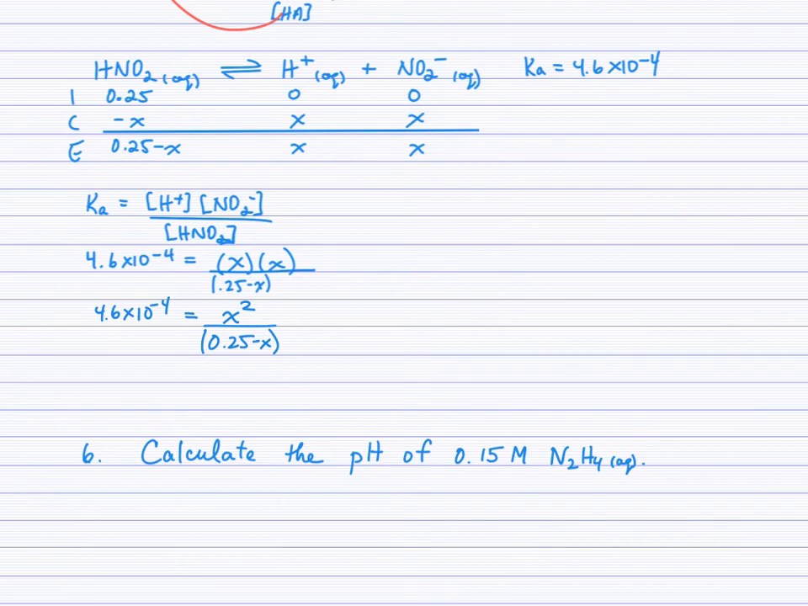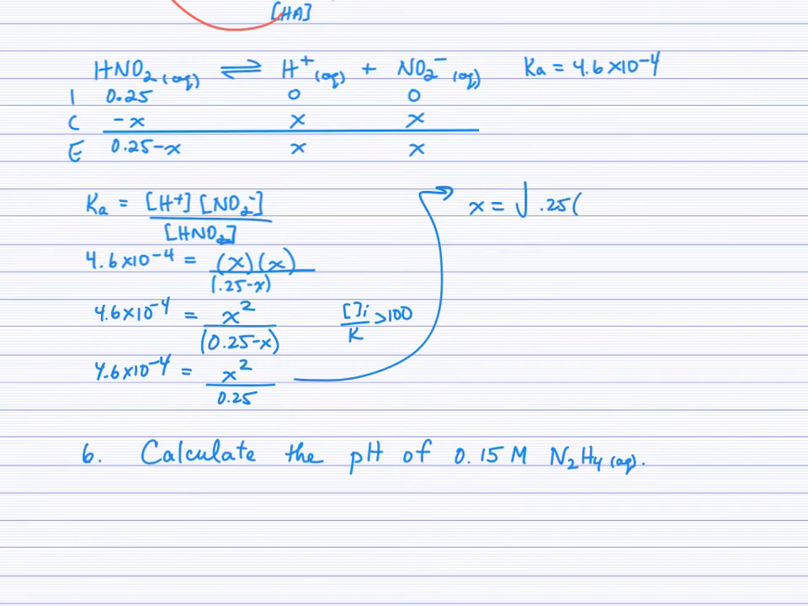So that initial concentration of 0.25 divided by the Ka value is just over 100. It's 543. And so that approximation is greater than 100. And so we'll be able to shrink that binomial down to just 0.25. And so that's going to give me a much smaller solution at this point. So I'll need to take the square root then of 0.25 times the 4.6 times 10 to the negative 4 and determine X.